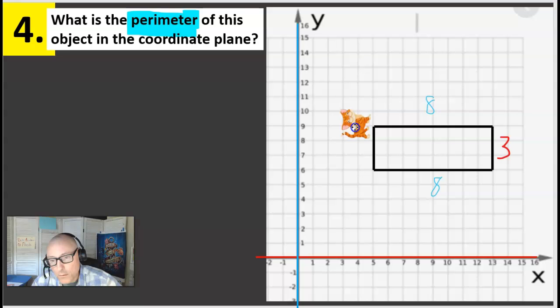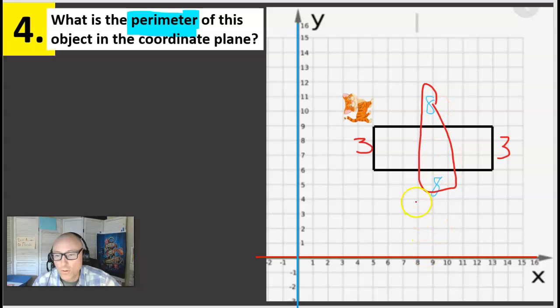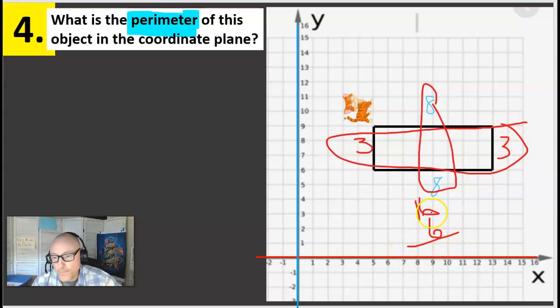1, 2, a 3. Oh, lo and behold. Let's put it in there. Add them all up. What's the total? 8 plus 8 is 16. 3 plus 3 is 6. So let's put it all together. 16 plus 6 is 22. 22 units. Now it's not squared because these are just one-dimensional, not 2 dimensions.